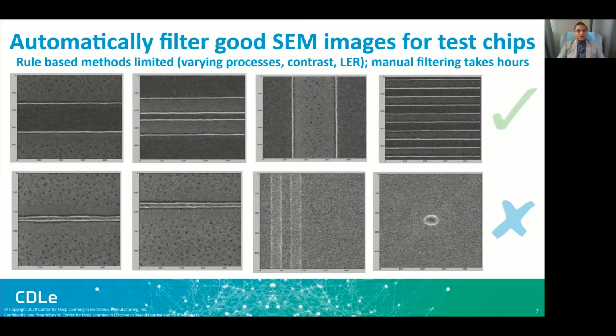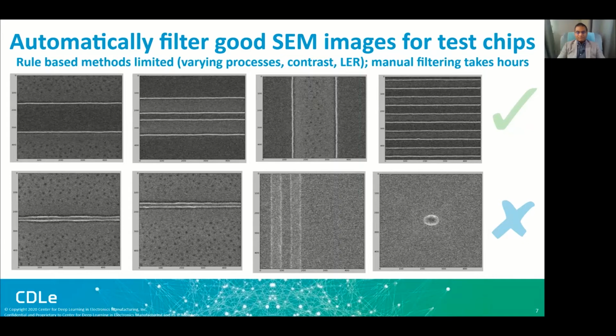We built a tool for automatically filtering only good SEM images for the test chip, and we wanted to do it fast. The rule-based methods do not do a pretty good job on SEM images because of the varying lighting conditions, contrast, line edge roughness. And also, if you do it manually, it's going to take a long time, hours of time.